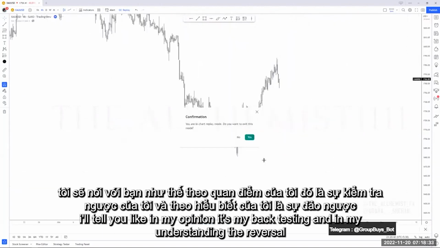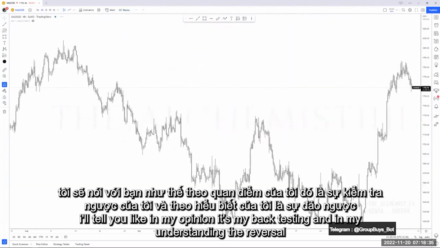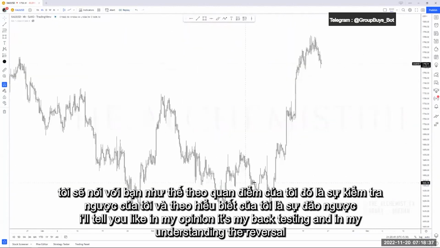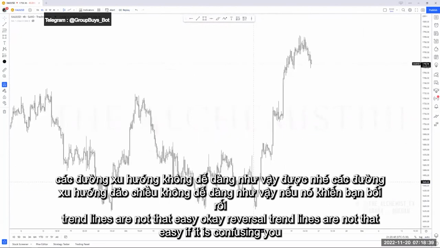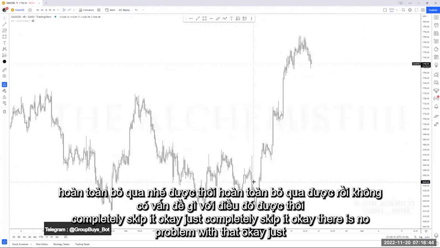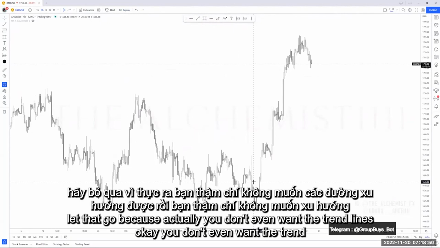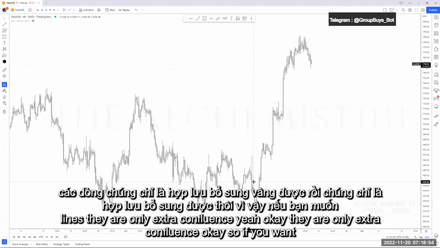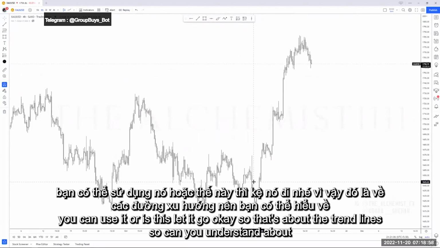But I'll tell you, in my opinion, in my backtesting and in my understanding, reversal trend lines are not that easy. If it is confusing you, completely skip it. There is no problem with that. Just completely let that go because actually you don't even need the trend lines. They are only extra confluences. So if you want, you can use it or just let it go.